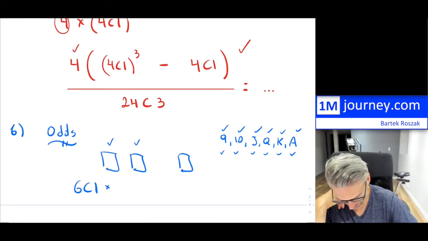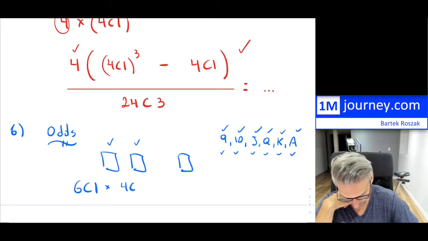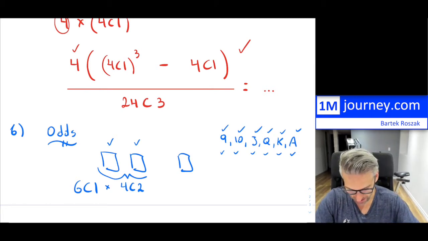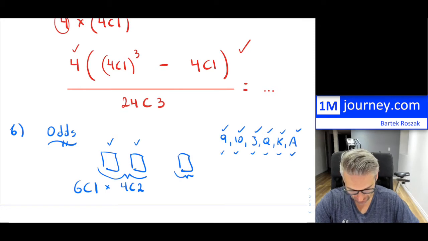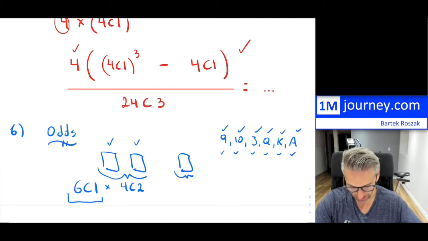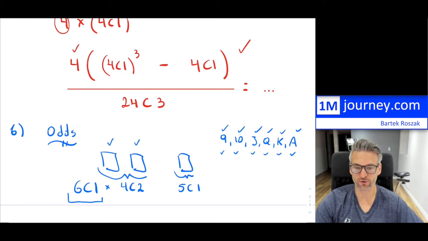And then multiplied by, once I pick one, let's say I picked the 9. Well, there are 4 9s that I have, but I need a pair. So it's going to be 4 choose 2 that I'm going to pick there. So those are all the possible ways that I can have those pairs. But now I still have one more card. I'm not going to be choosing 6 choose 1 because I picked one already. So it's going to be 5 choose 1, the remaining ones that I want to choose from.